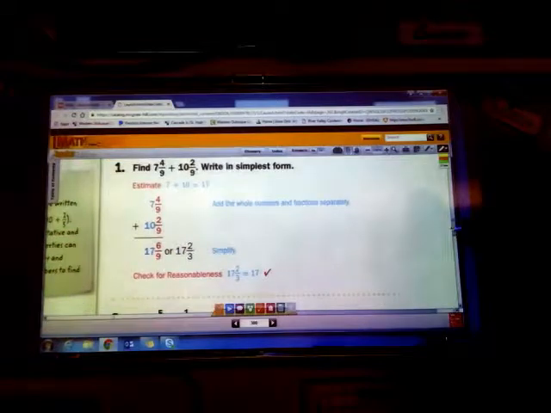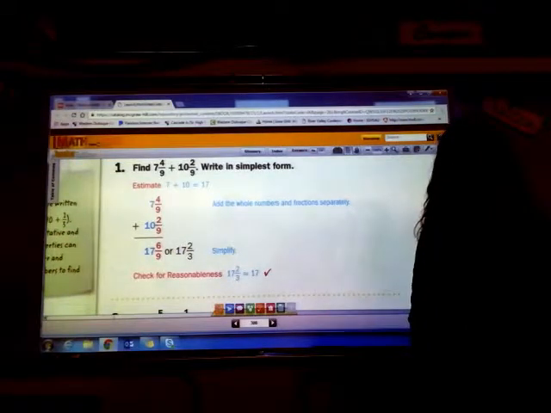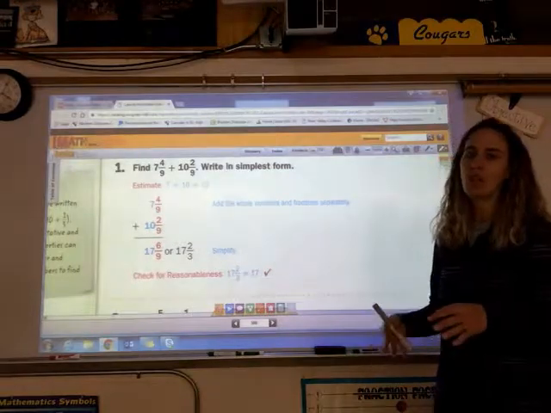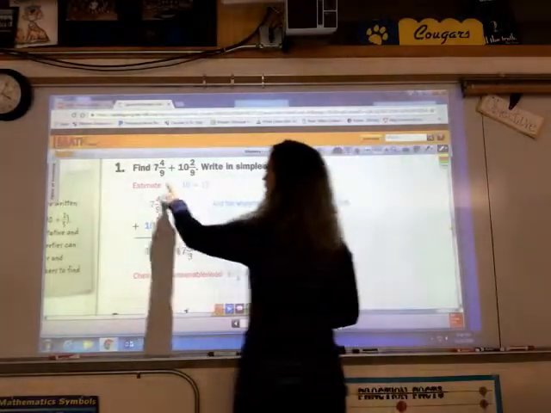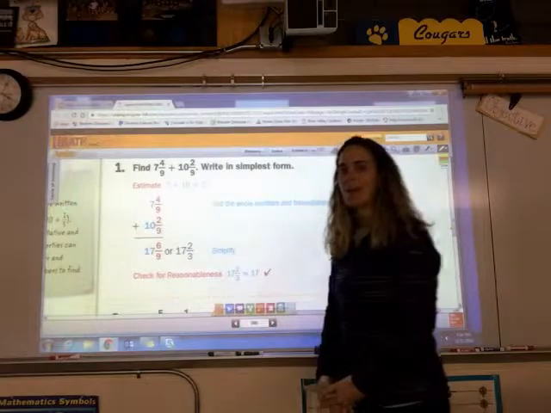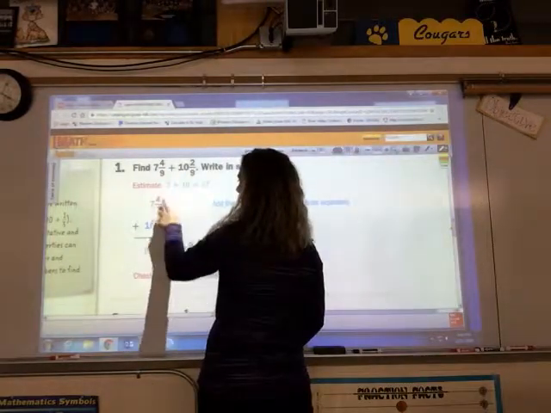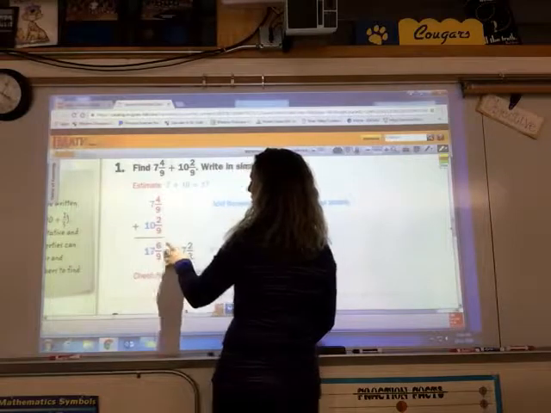Looking at example 1, they're taking 7 and 4/9 plus 10 and 2/9. The first thing you want to do is look at the denominators on your fractions. In this case, they're both 9, so we can go ahead and add our numerators. 4 plus 2 equals 6.